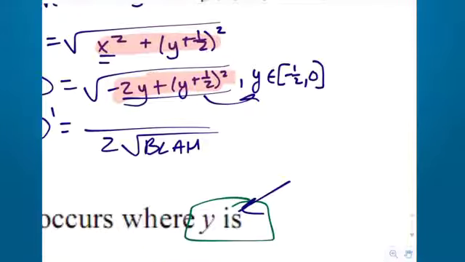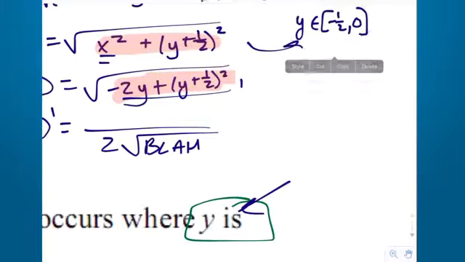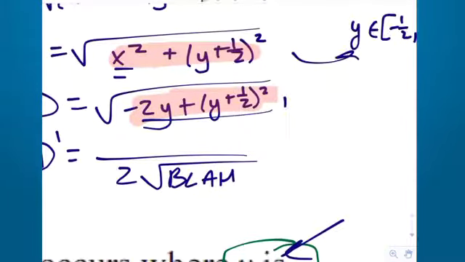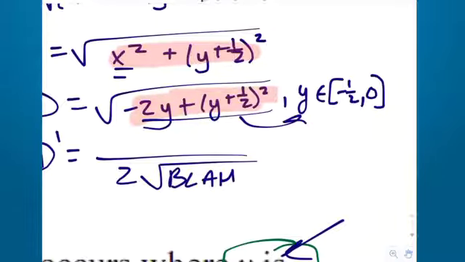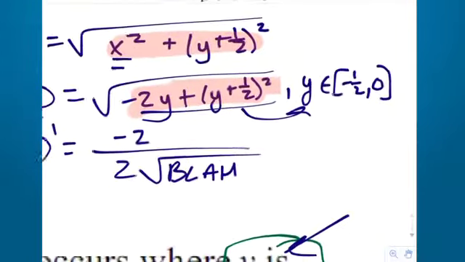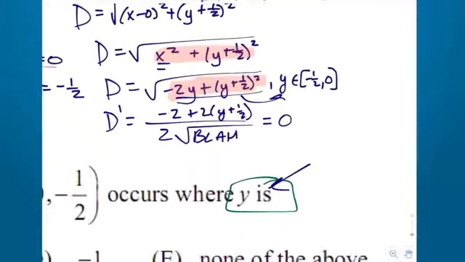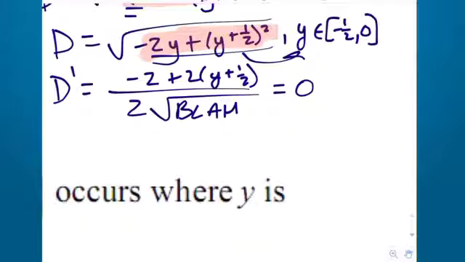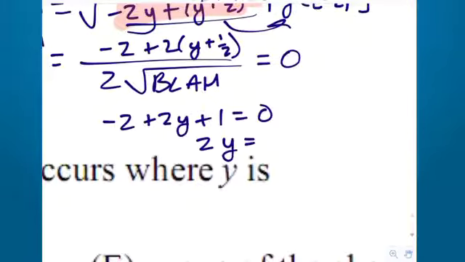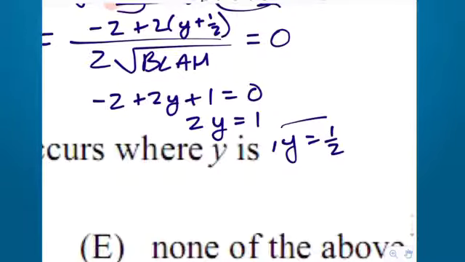It's going to be the derivative of the inside function. We'll put it in the numerator to begin with. Taking the derivative with respect to y now, that becomes negative 2, and instead of expanding this, I'll just use the chain rule, plus 2 times (y plus 1/2) to the first times 1. If we set it equal to 0, a derivative is equal to 0 when the numerator is 0. So negative 2, if I distribute, plus 2y plus 1 equals 0, so 2y equals 1, and y equals 1/2.